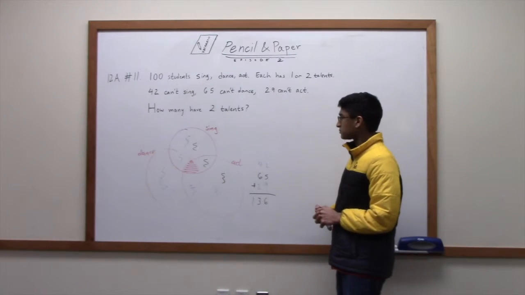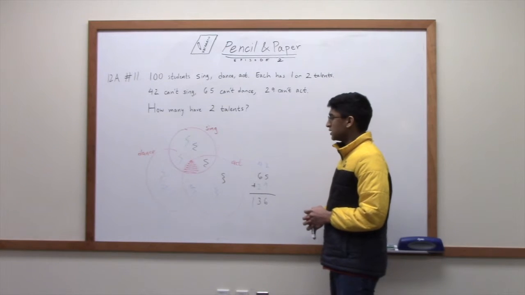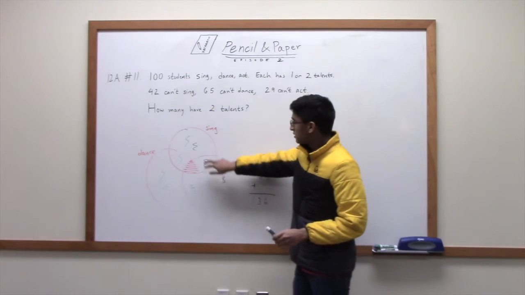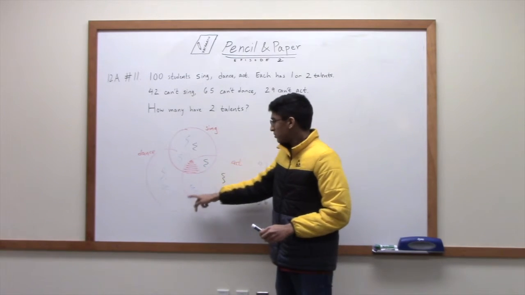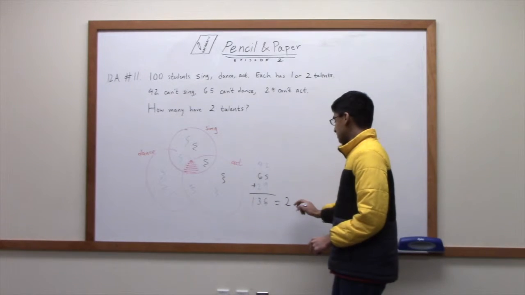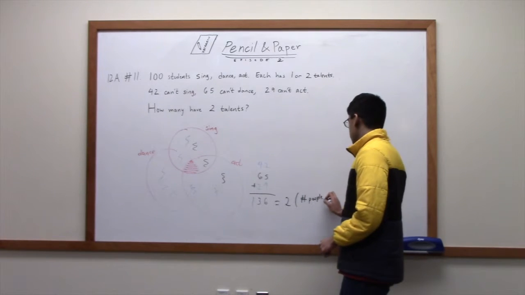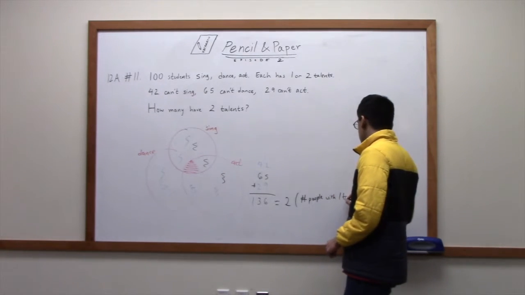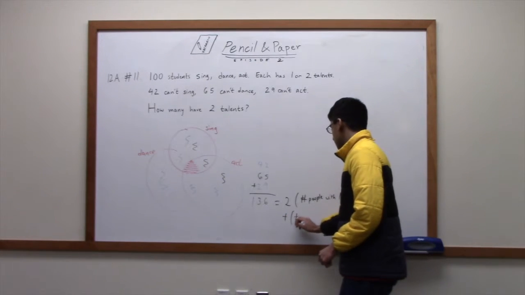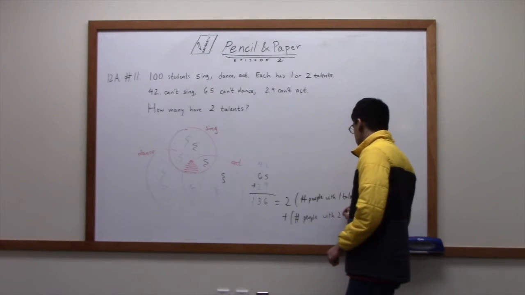So wait, what does that 136 represent? Right, so the 136 represents the sum of twice this region, plus twice this region, plus twice this region, plus 1 of this and 1 of this, 1 of this. So in other words, we can write it as 2 times the number of people with 1 talent plus the number of people with 2 talents.